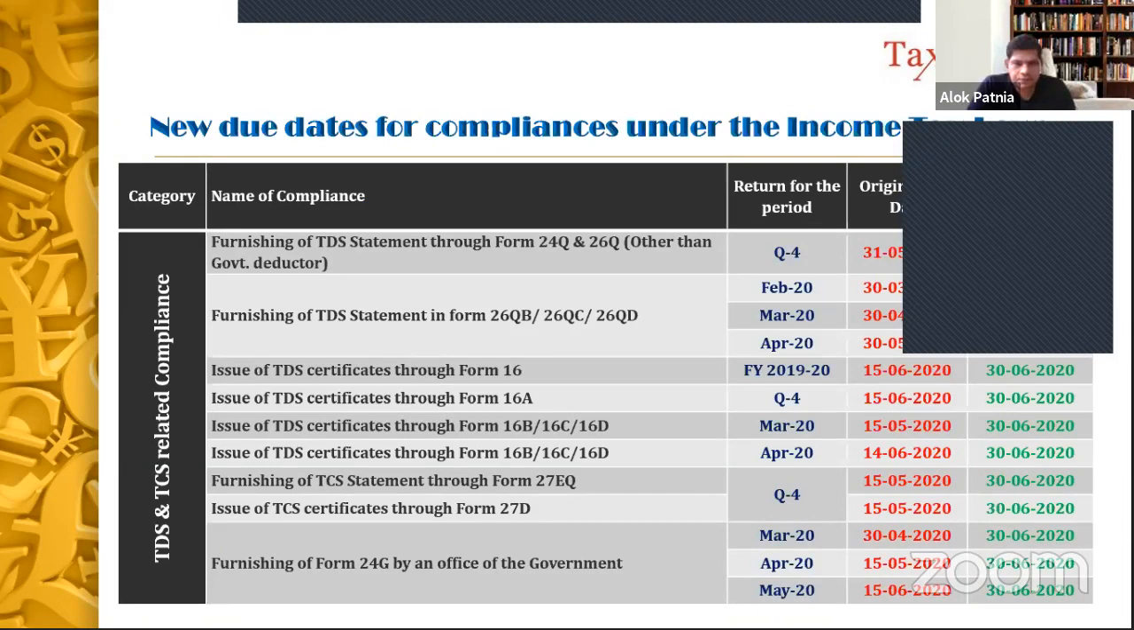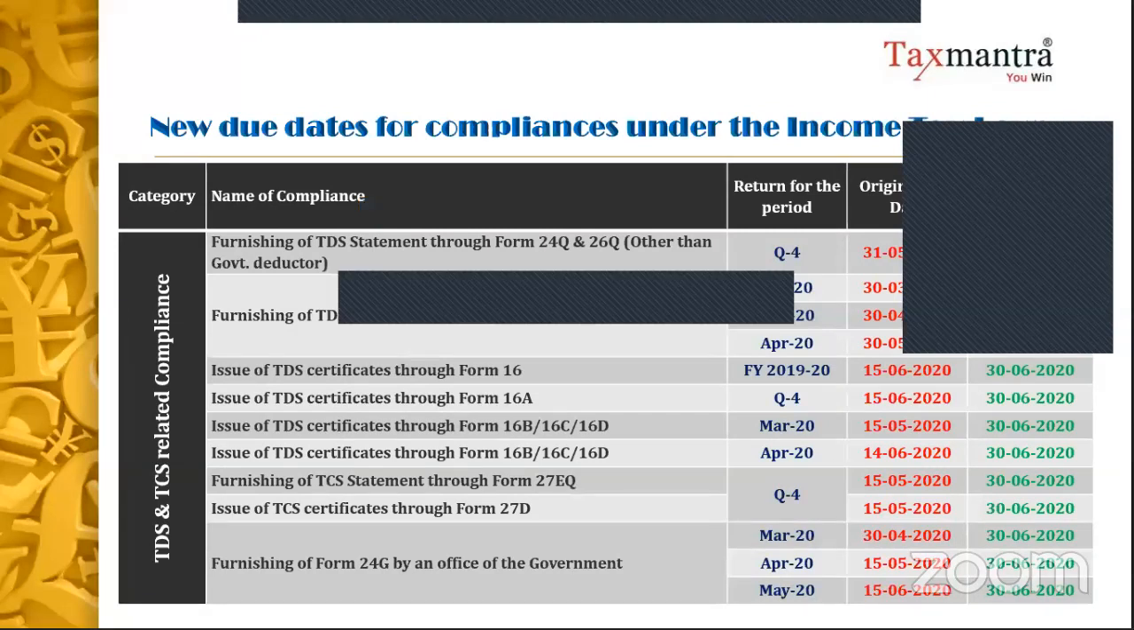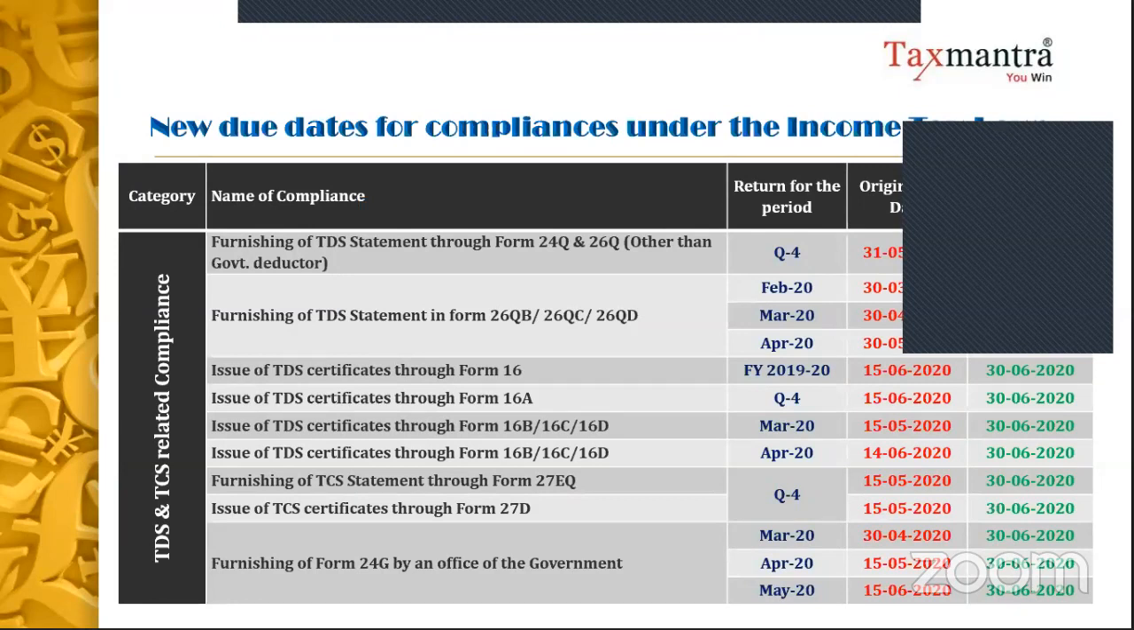And with regards to Form 16B, 16C, and 16D, these are the TDS certificates relating to what we discussed earlier. Form 16B and 16C relate to those certificates only. Earlier, the TDS certificates for the months of March and April were due on 15th May and 14th June. Now it has been extended to the 30th June.